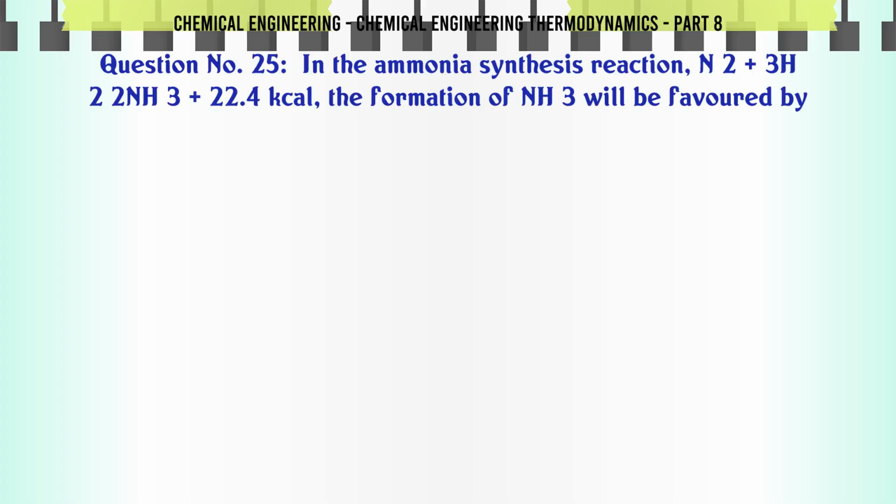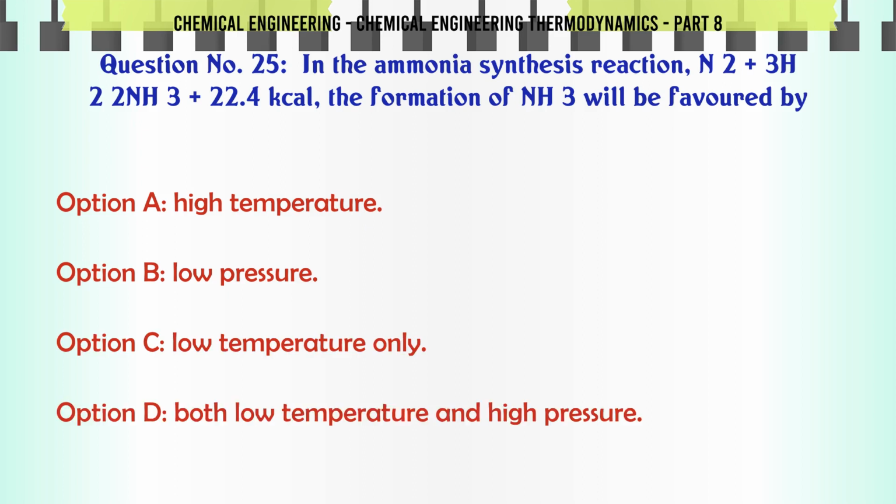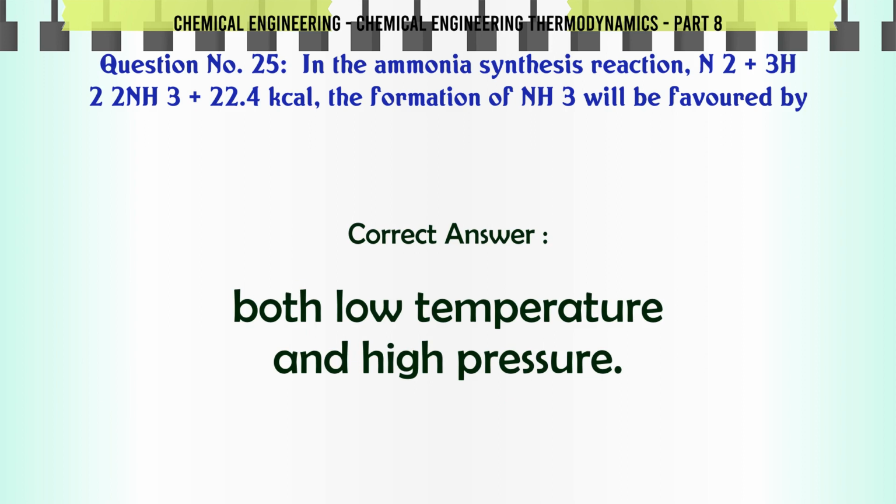In the ammonia synthesis reaction, N2 + 3H2 ⇌ 2NH3 + 22.4 kilocalories, the formation of NH3 will be favored by: A. High temperature, B. Low pressure, C. Low temperature only, D. Both low temperature and high pressure. The correct answer is both low temperature and high pressure.